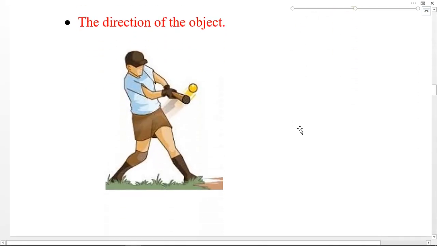The last diagram shows that force can change the direction of the object. I hope you are aware of the game called baseball. In baseball, when one person throws the ball towards a person who has a baseball bat in his hand, he hits the ball and changes its direction. So this diagram proves that the force applied by this person can change the direction of the ball.